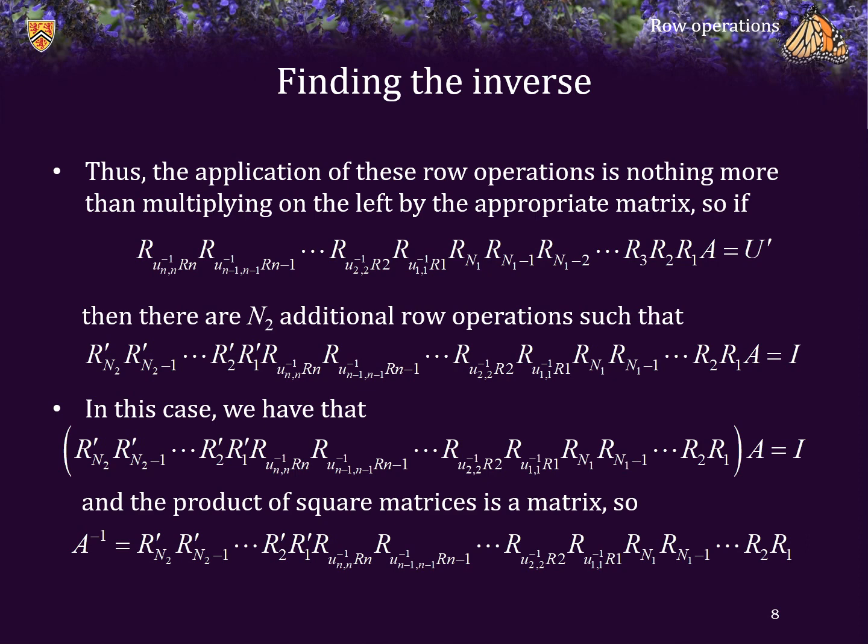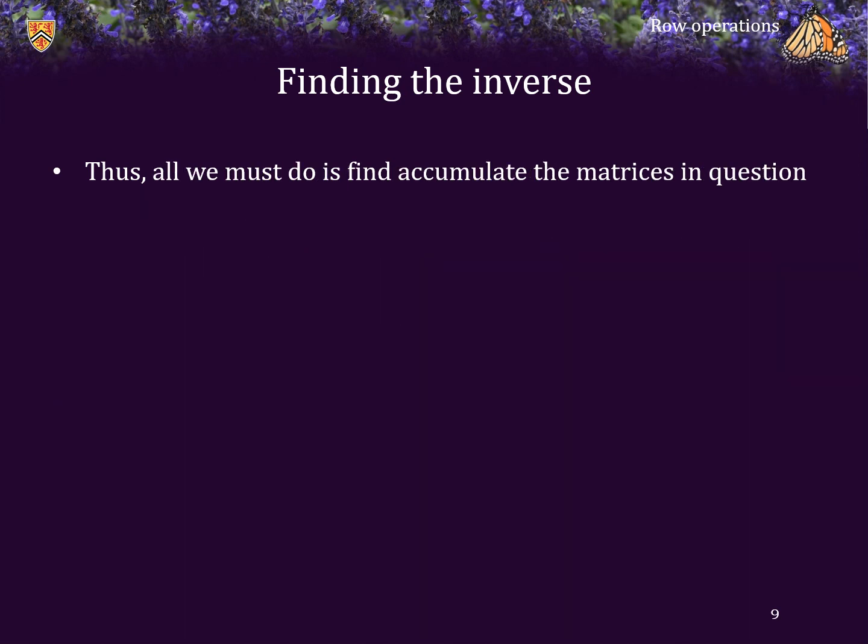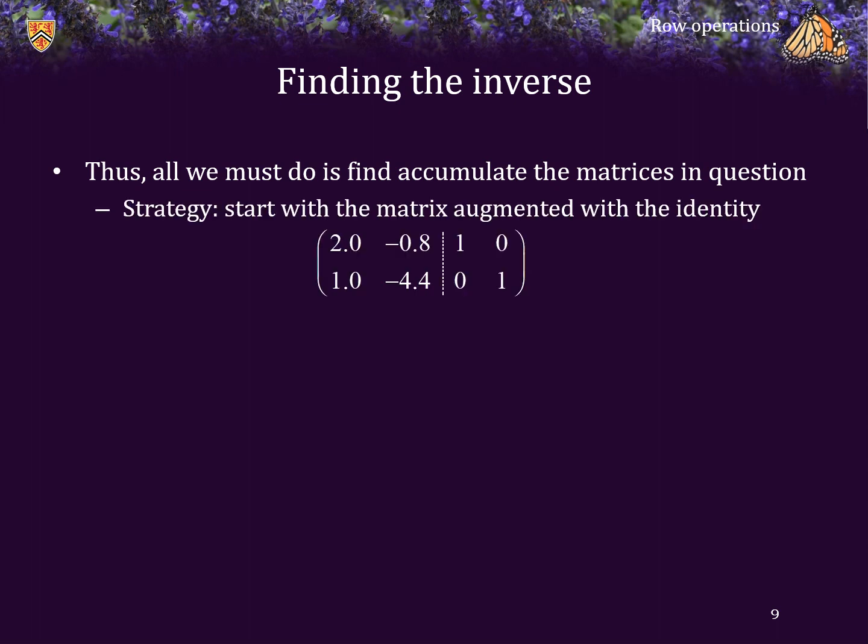Now, the last thing you want to do, however, is to calculate all these row operations and then multiply these matrices out. Probably suboptimal. However, we do have to have some way of finding the accumulated effect of all those row operations. So here's our strategy. We will start with the matrix augmented not by a vector, but now by the identity matrix. Now, here's an example of one such matrix augmented by the identity matrix.